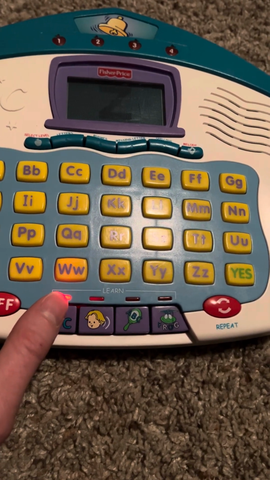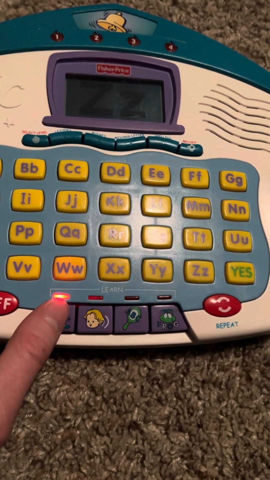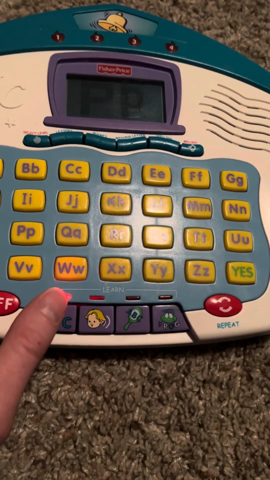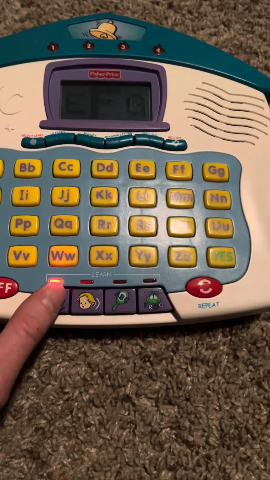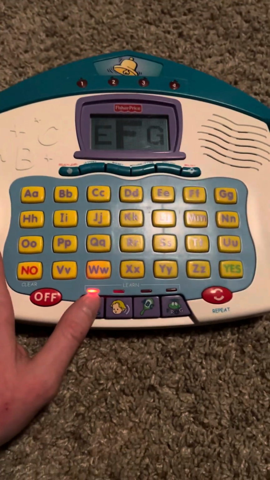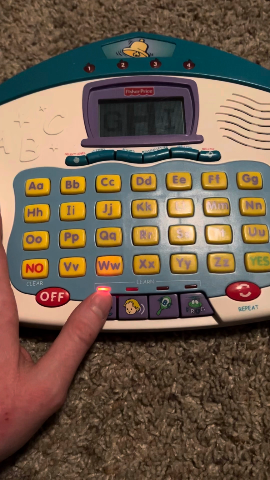This is big Z. This is Z. This is the letter P. The letter F comes right after E. The letter H comes just before I.